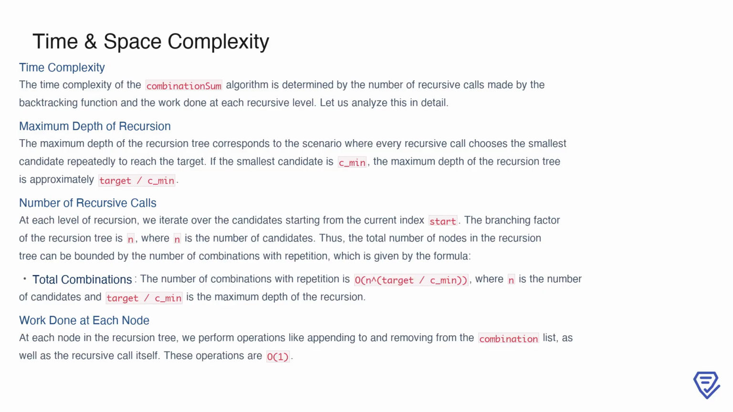This results in a recursion tree with a total number of nodes that can be bounded by the number of combinations with repetition, given as O(n^(target/C_min)). At each node, the algorithm performs constant time operations such as appending and removing from the combination list and making the recursive call itself, which are all O(1). These components together form the foundation for analyzing the algorithm's complexity.